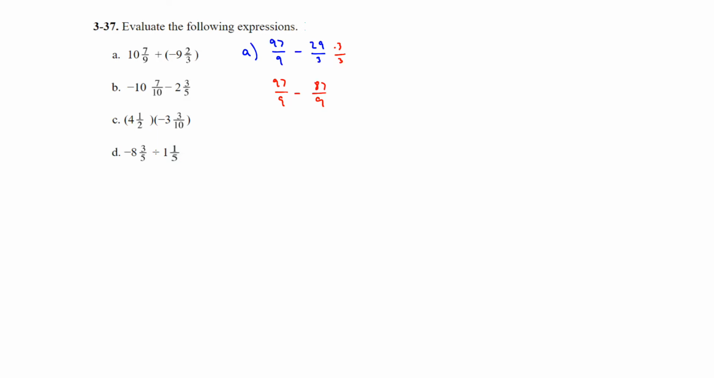And then now you have a common denominator. You can take 97 minus 87, and that's 10 ninths. And you can leave it in that form, or if you want, you can write it back as a mixed number, which would be 1 and 1 ninth.